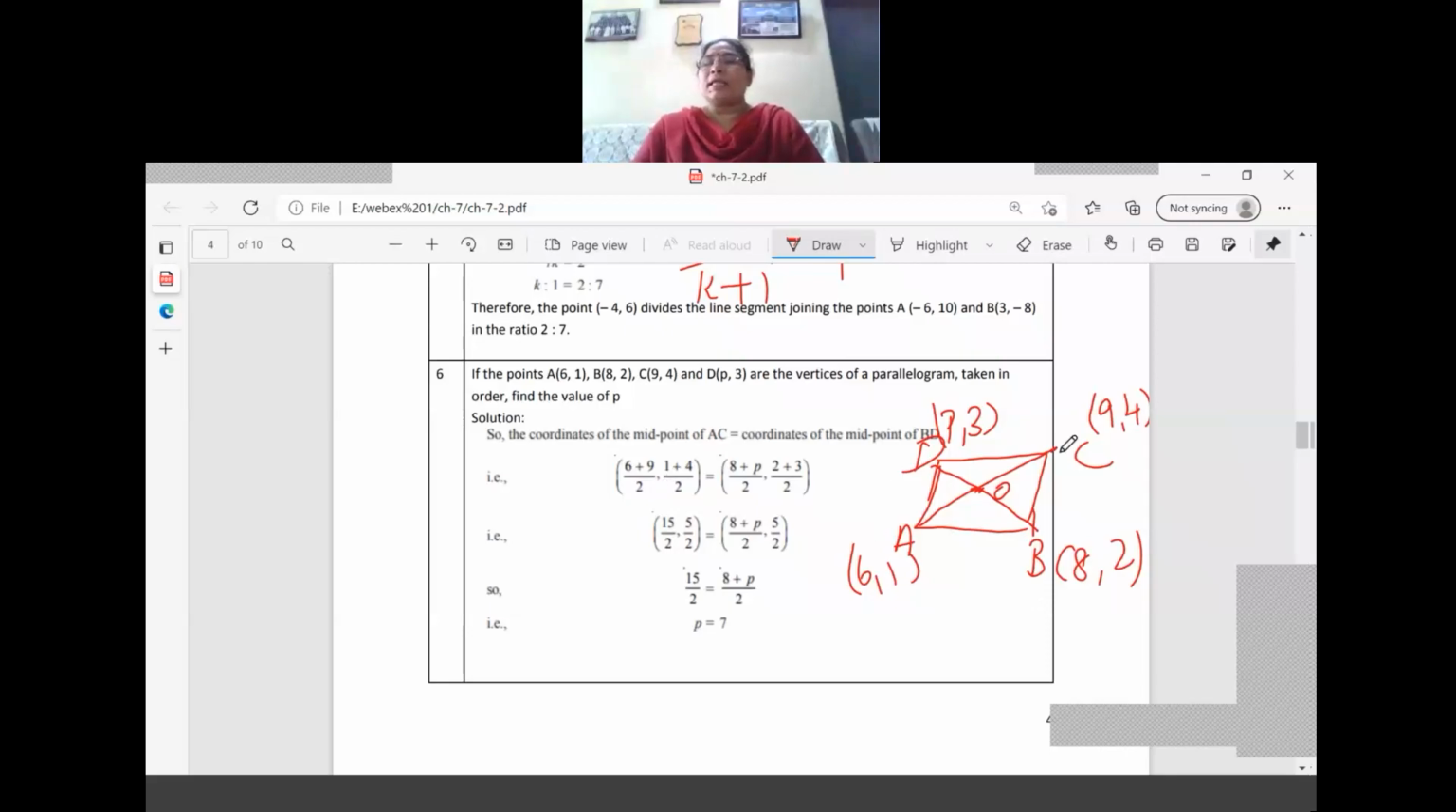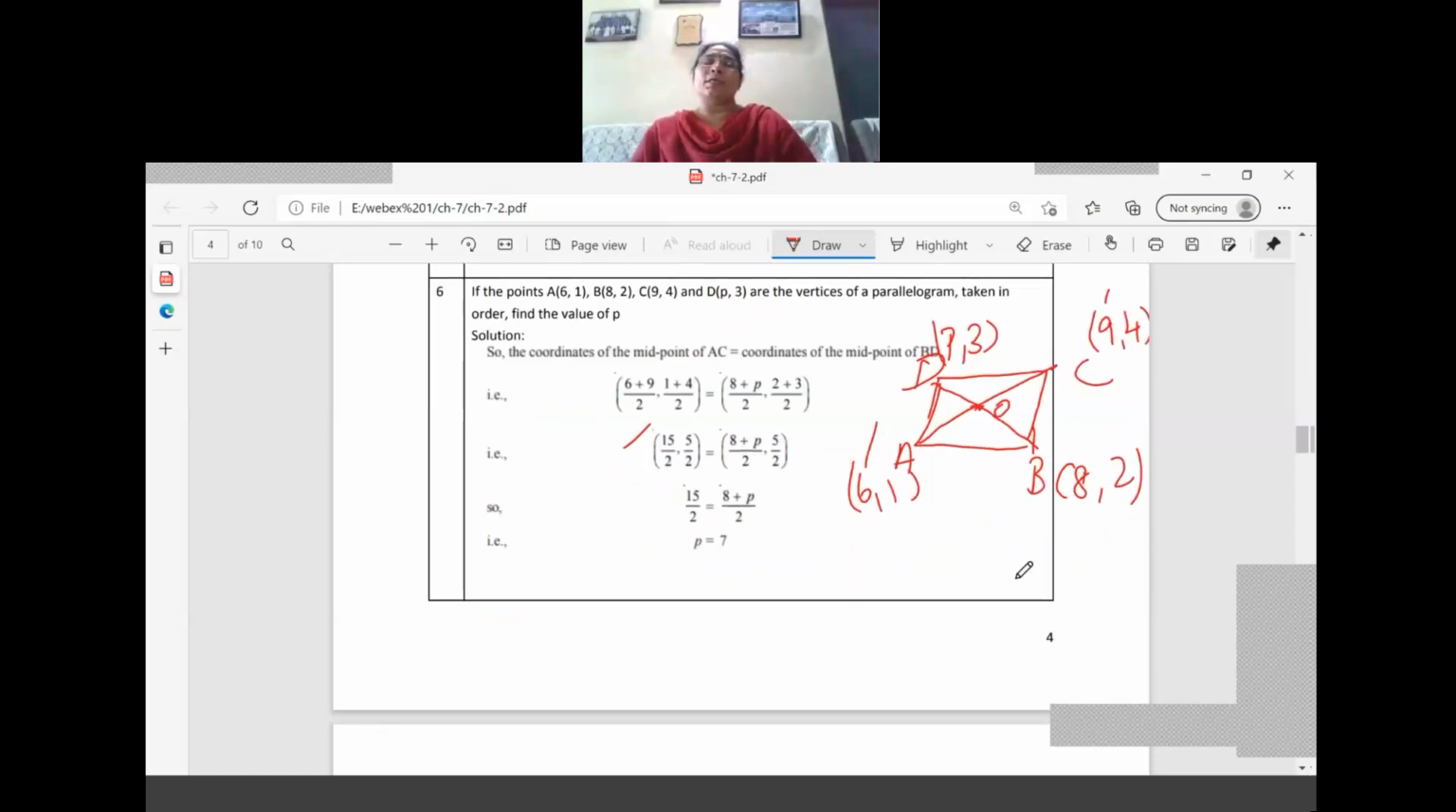So we are just adding and dividing by 2. 6, the x value we should take. What is the x value? 6 and 9 only. So 15 by 2 we will get. Then y value, what is there here? 1 only. So 6 comma 1, 1 plus 4, that is 5 by 2. That is the left hand side. Now what about the right hand side? 8 plus p, because x value is 8, here p. 8 plus p whole divided by 2. Similarly, 2 plus 3 whole divided by 2. That is what we are getting.